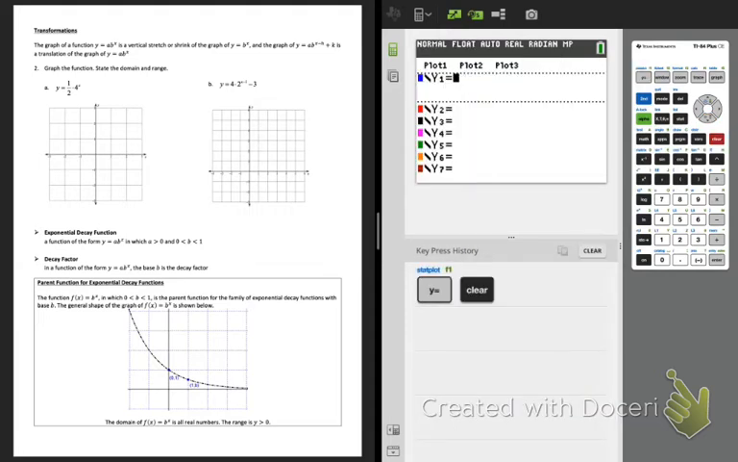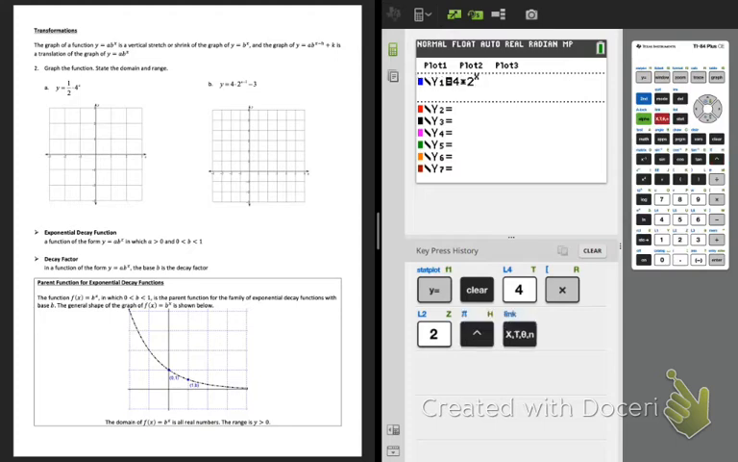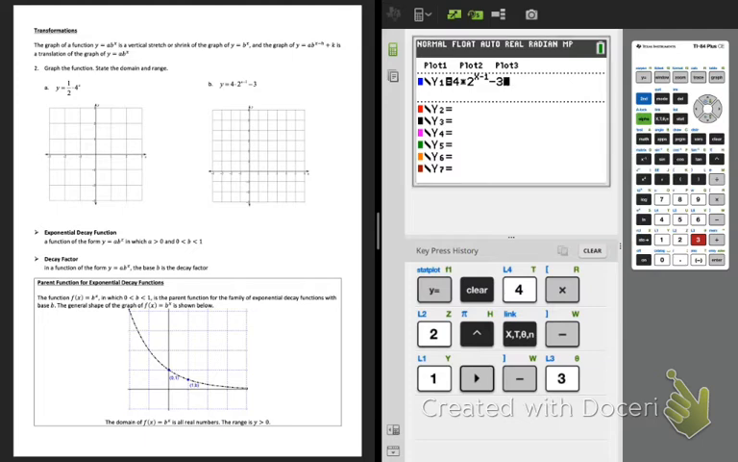This one has more components. It has a 4 out front, so that's definitely going to affect the sharpness of the curve, times 2 to the x minus 1 power, and then minus 3 tacked on at the end. That minus 3 is probably going to have an effect on the location of the graph vertically, because we haven't had anything added or subtracted yet. So anything added or subtracted is going to shift the graph vertically.